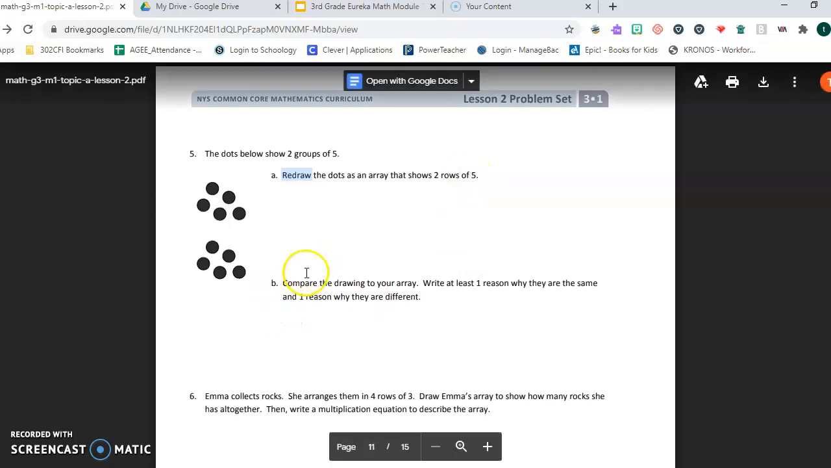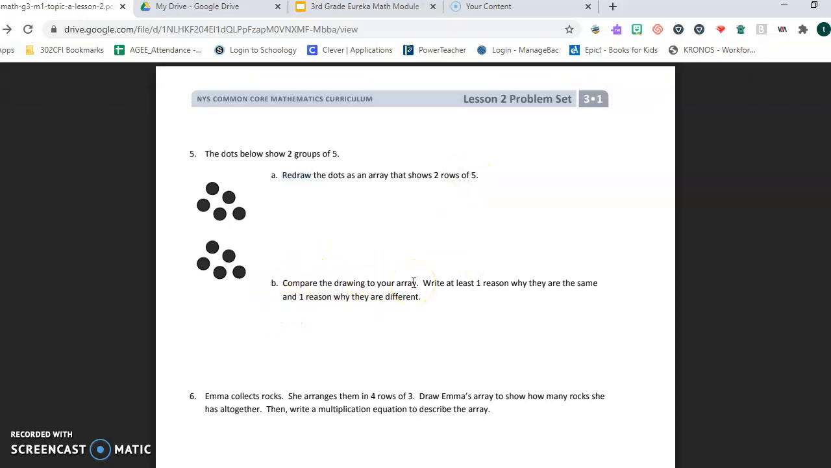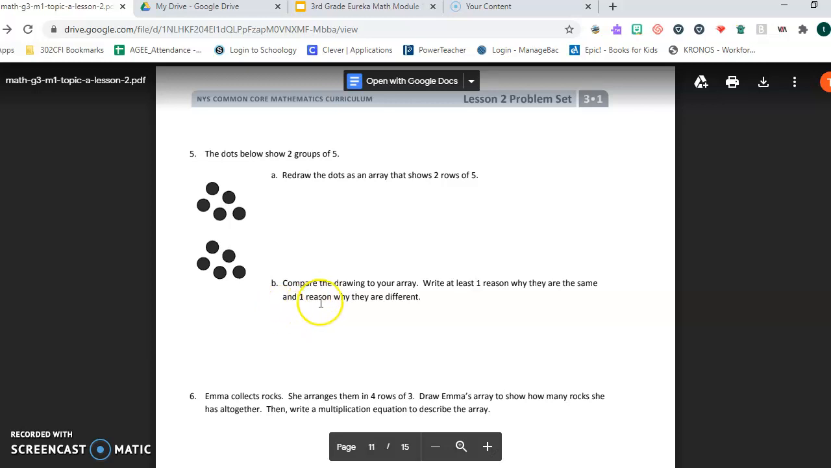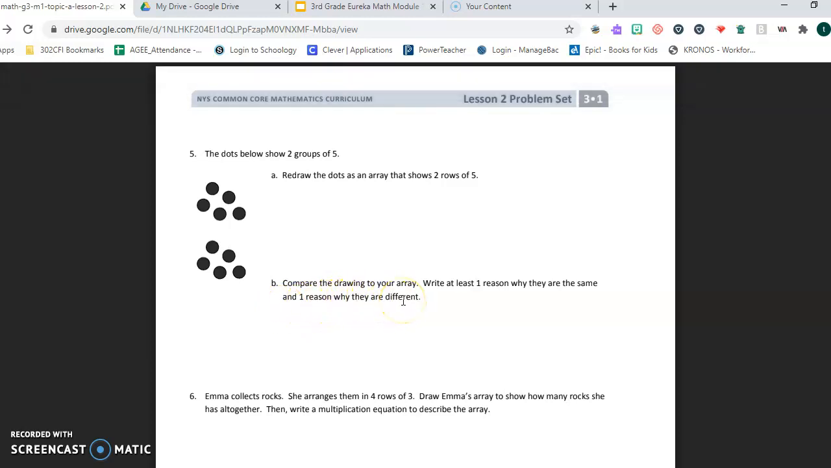And then it says compare the drawing to your array. Write at least one reason why they are the same and one reason why they are different. So you're just comparing the drawing that you did here and the way that they did the groupings of the dots. So there are a lot of different things you could say here about how they're the same and how they're different. I'll leave that up to you for how you decide to answer that problem.